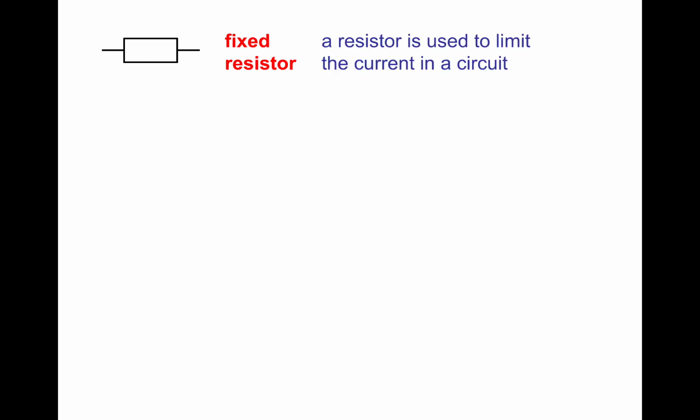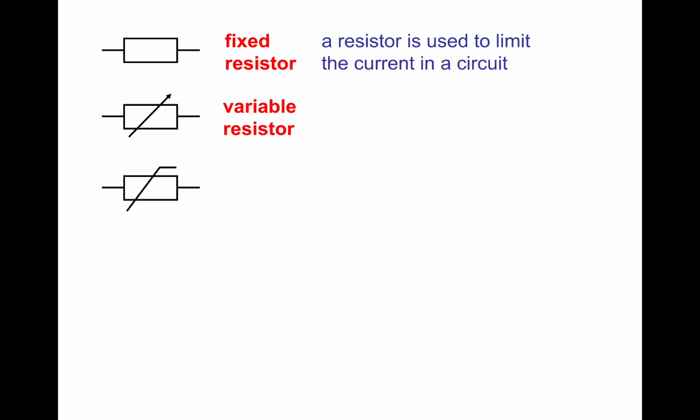Fixed resistor. Resistors are used to limit the current in a circuit. I've also done a lesson on resistors or resistance. So you should have seen this one as well. This is a variable resistor. Variable resistors change the voltage and current.